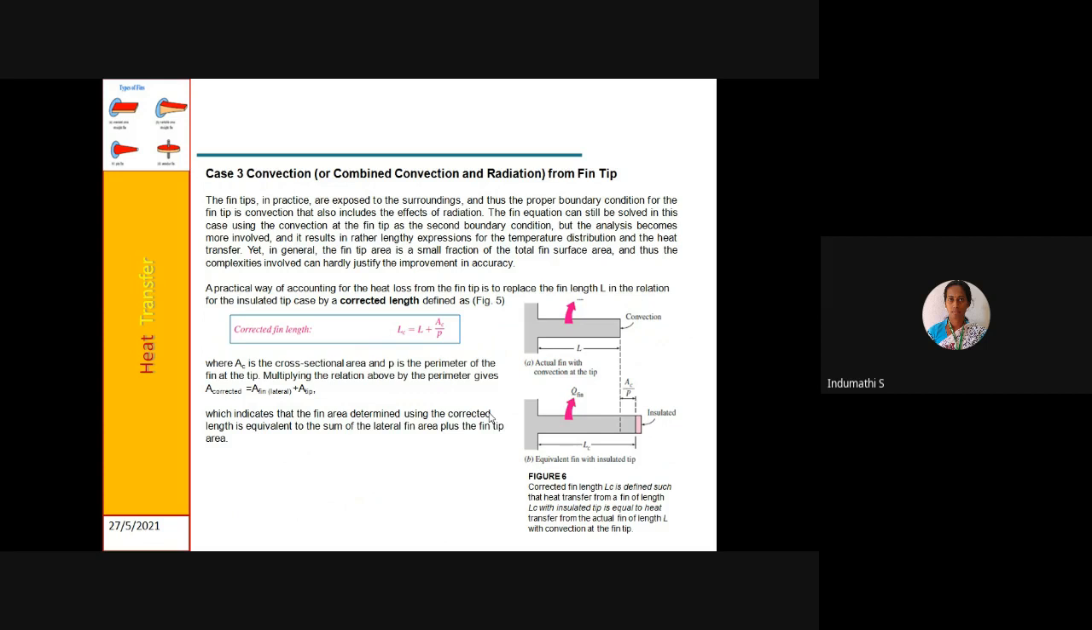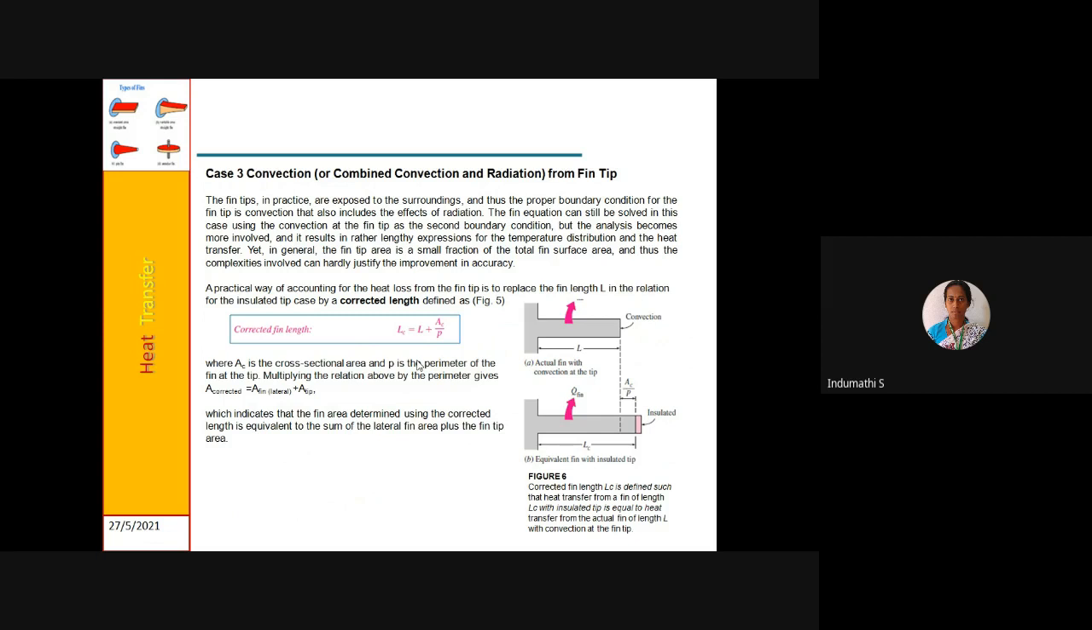transfer. In general, the fin tip area is very small when compared to the total fin surface area, so the complexities involved can hardly justify the improvement in accuracy. So the practical way of accounting for heat loss from the tip is to replace the fin length L in the relation for the insulated tip with a corrected length, which can be defined as L plus Ac, where Ac is the cross-sectional area divided by the perimeter of the tip.